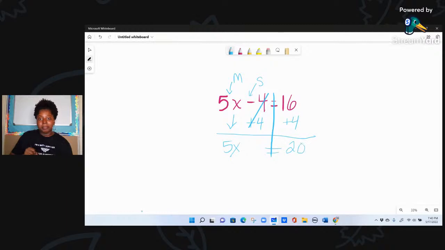Great job. Now, this is 5 times x. I need to get rid of this 5, and I want to get rid of multiplication. The only way to get rid of multiplication is to do the opposite. What is the opposite? Division. Divide both sides by 5. And the answer is 4. Nice job. Y'all so good at this.